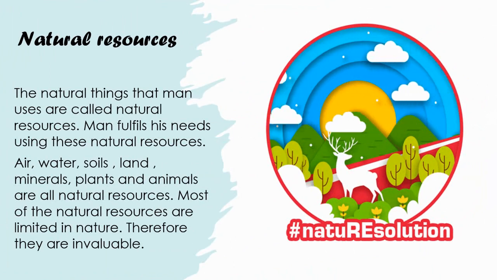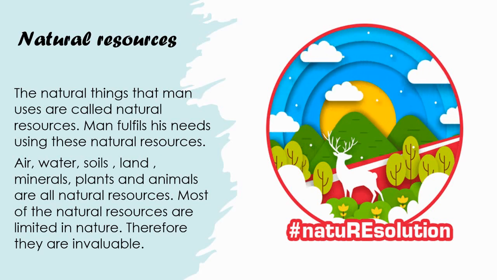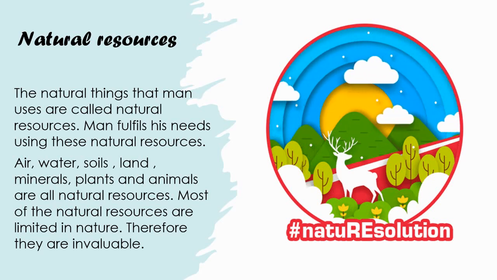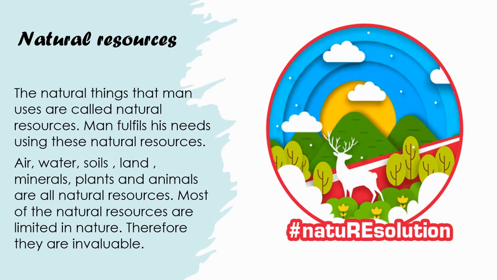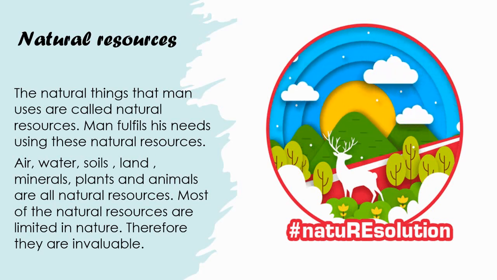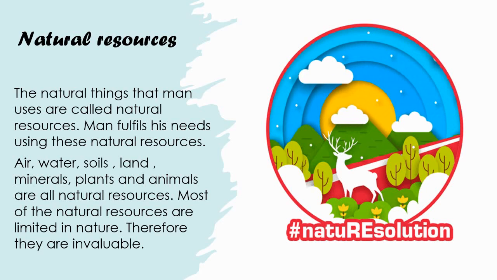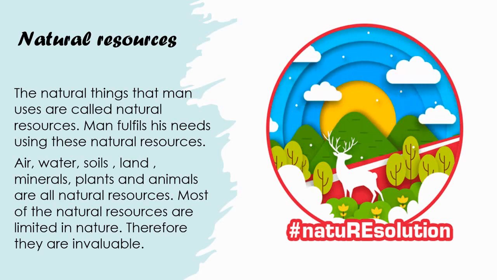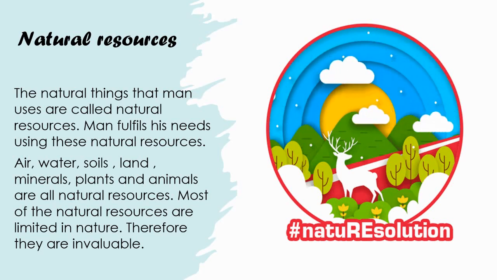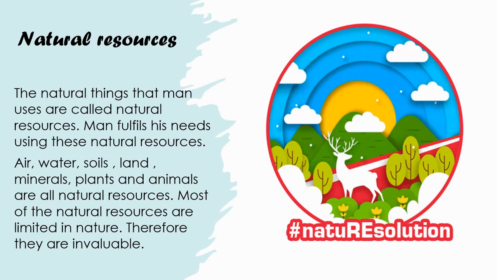Natural resources. We see many things on the earth. Some of these are quite familiar to us. However, we do not necessarily use all of them. We have learned to use some of the things that are available in nature. For example, water. The natural things that man uses are called natural resources. All the natural things which are available in nature, which man has not made, which nature has created for our use, are all natural resources. Man fulfills his needs using these natural resources.